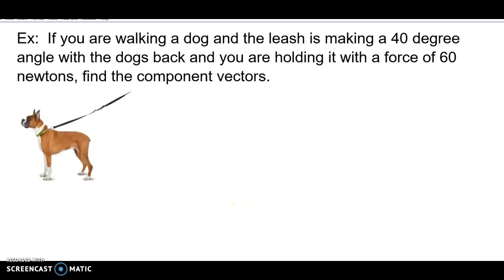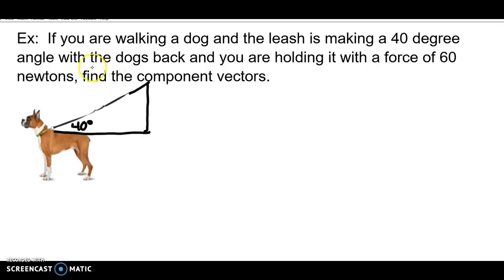Okay, so here's an example. You guys can totally do this using what we just talked about. It says we're walking a dog. Look at the cute doggy. Okay. You're walking a dog and the leash is making a 40-degree angle with the dog's back. What a great posture, buddy. Okay. And you're holding it with a force of 60 newtons. Let's make this a little bit better.